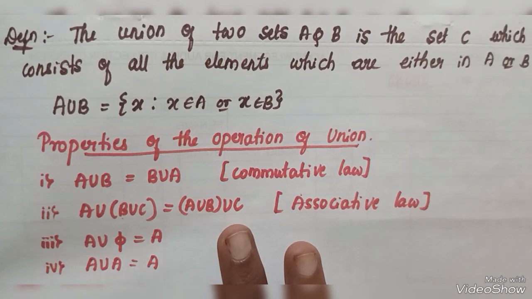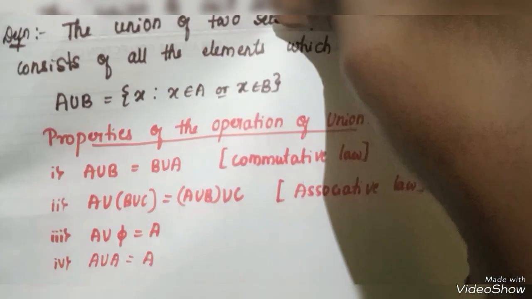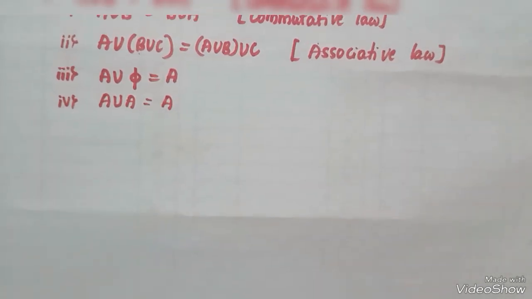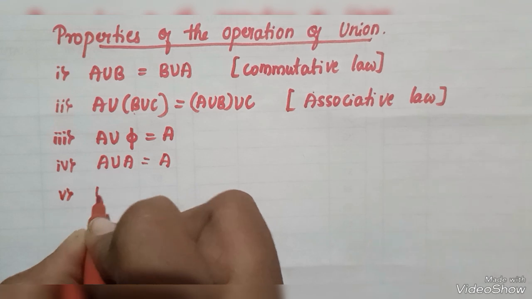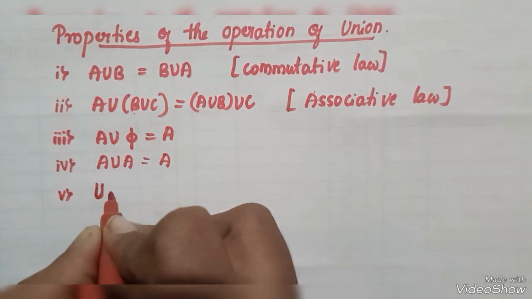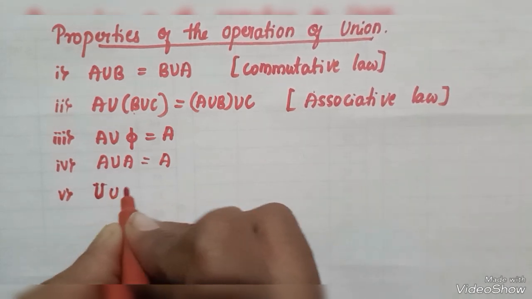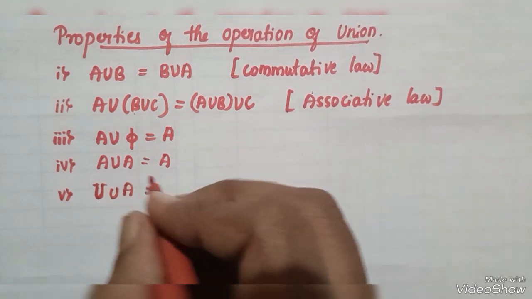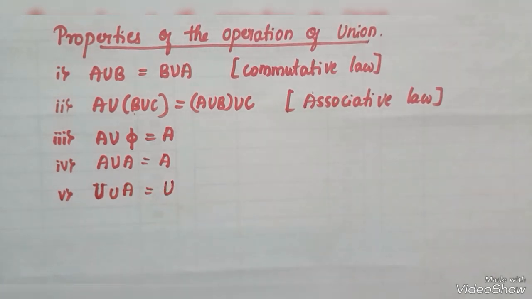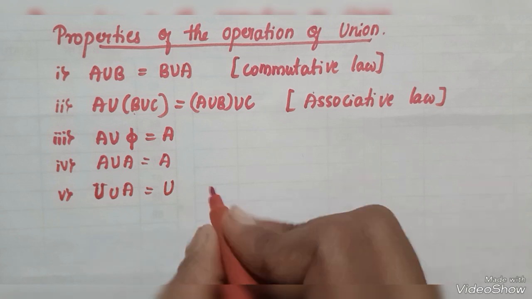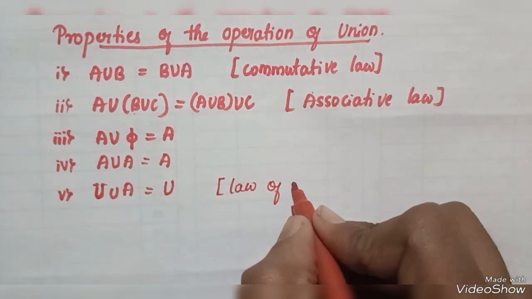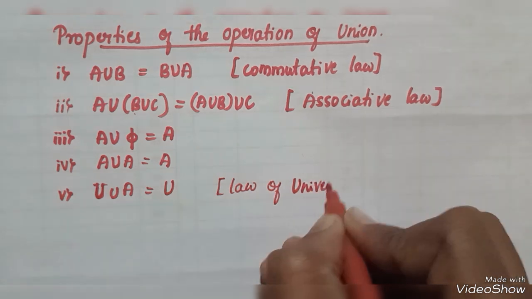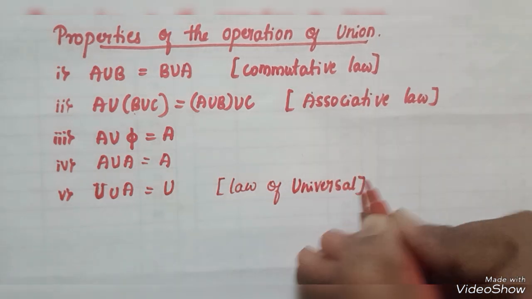That's why A union A is equal to A. Next property, the fifth one: union of the universal set with A is equal to the universal set. Okay, this is the law of universal set, because we have to take a universal set.